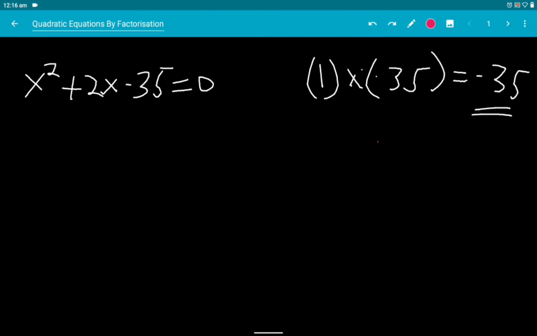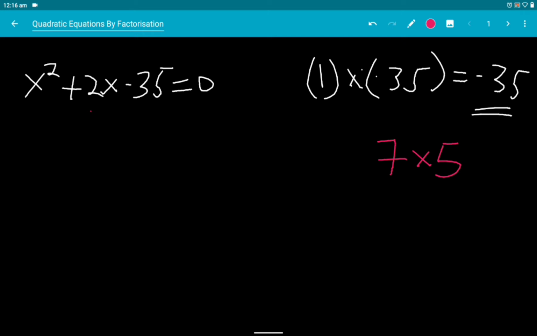So if we think about any two numbers that we can multiply to get negative 35, but if we add or subtract, we get positive 2, there are two numbers that come to mind. We have 7 and 5. Now if you multiply 7 and 5, you get 35. But because we want to make it negative 35, it means we have to negate one of these values so that we get negative 35.